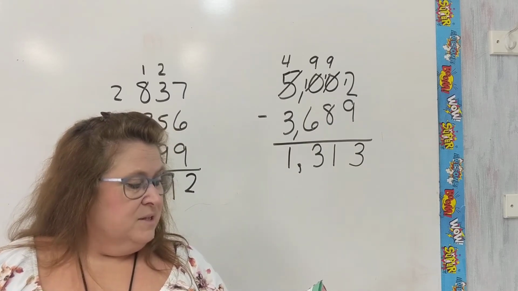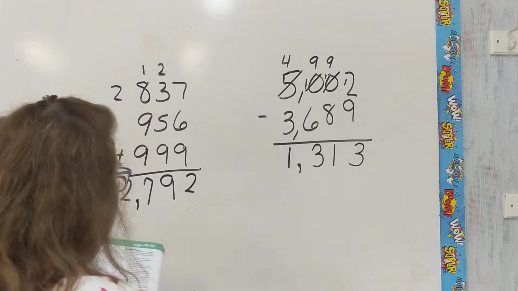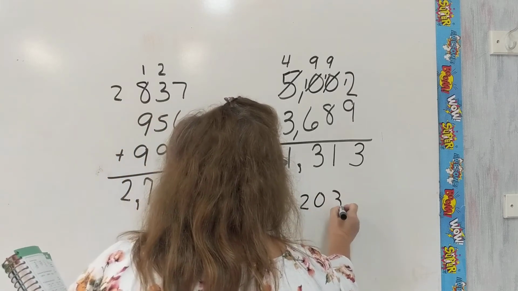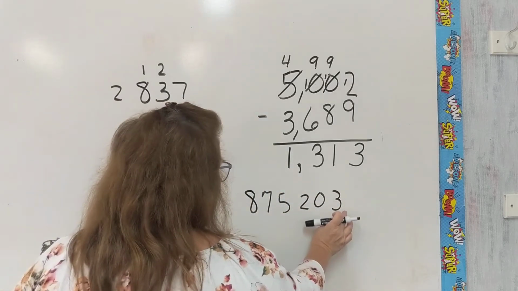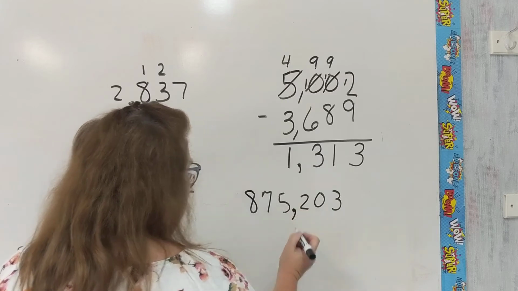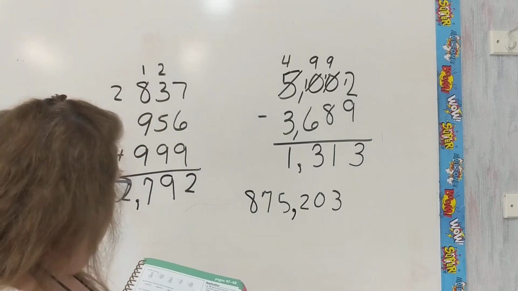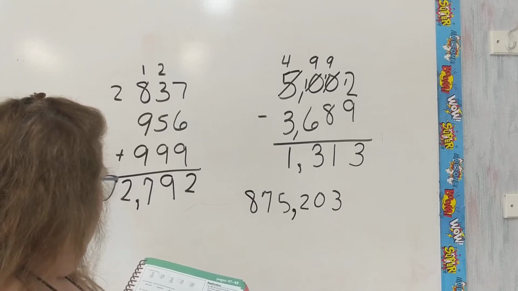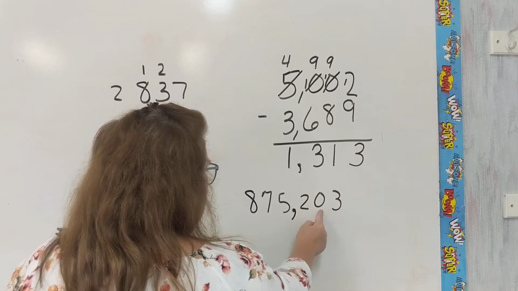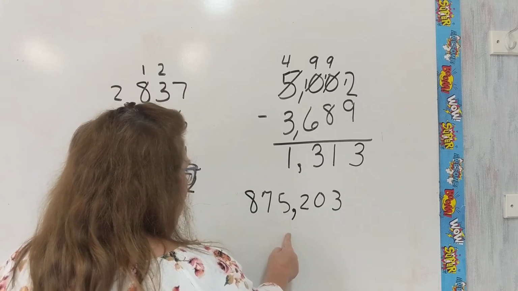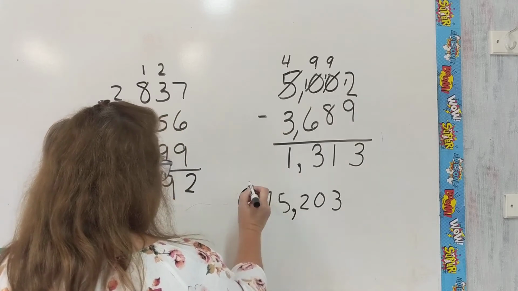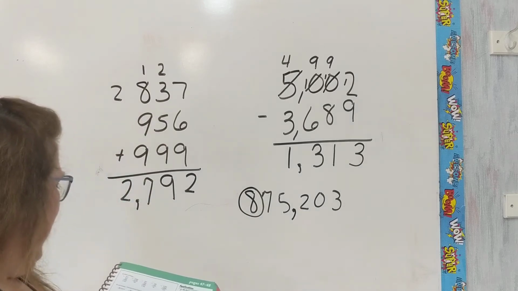It says add commas. Circle the hundreds place. So in letter A, we have 8, 7, 5, 2, 0, 3. So we always count over 3. 1, 2, 3, comma. And now let's say our place values. They want us to circle the digit in, I think I said hundreds place, but it's hundred thousands place. So here we go. We have 1s, 10s, hundreds, 1,000, 10,000, 100,000. So our 8 is the digit that we will circle, the hundred thousands place.